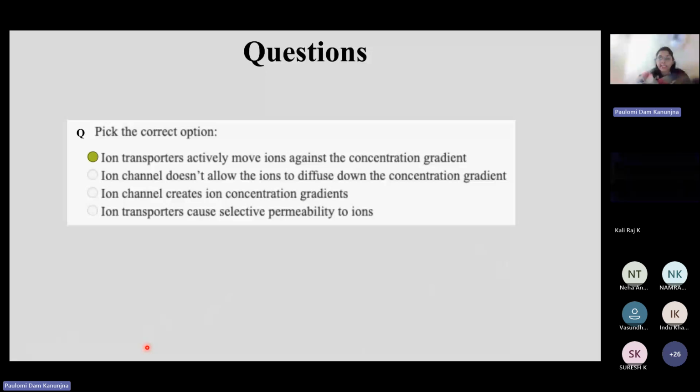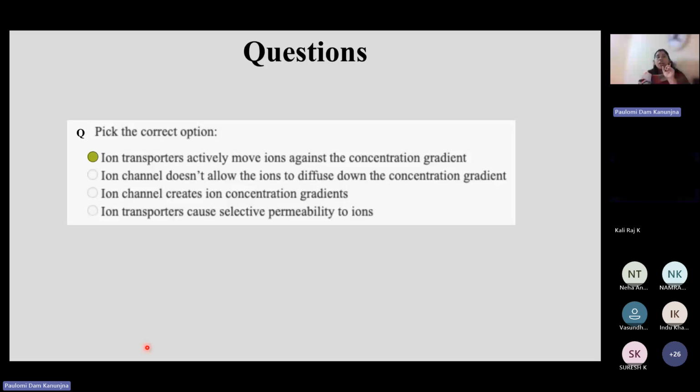That is 1. So basically, ion transporters actively move ions against the concentration gradient. It's correct because it is moving ions. Whenever it is against the concentration gradient, it is actively moving it. That's why it is correct. The second statement says it does not allow the ions to diffuse down the concentration gradient. That's not correct. Ion channels are basically transporting ions. They can do it down the concentration gradient or against the concentration gradient, both. When they're doing it against, they are doing it actively by using ATP.